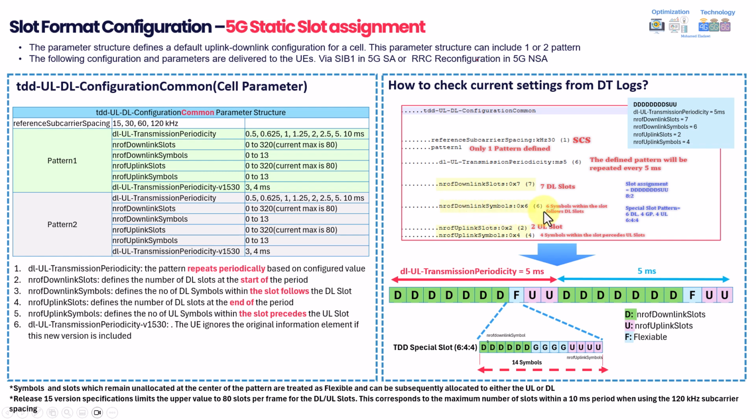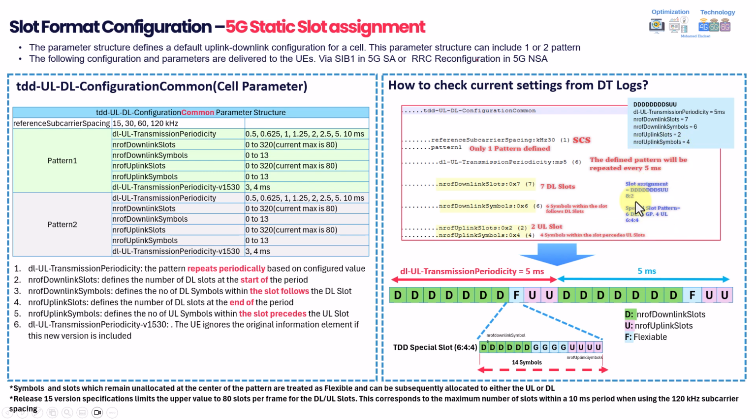and you have number of symbols within the slot which follows those 7 slots, which means slot number 8, which we consider as the S, special slot, having 6 symbols within this special slot or flexible slot. Then the uplink slots will be 2, as we mentioned. Here it's showing 2, so these 2 slots, and you will have 4 symbols. So the final configuration will be like that.